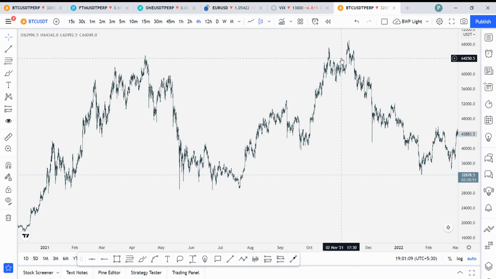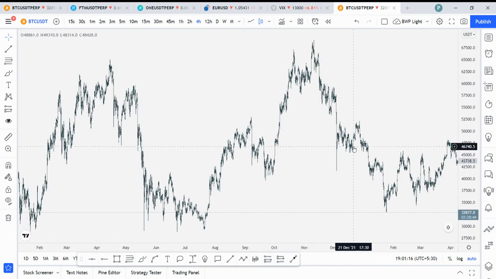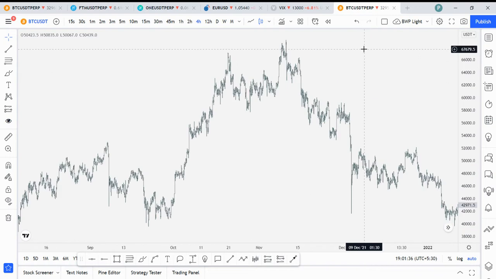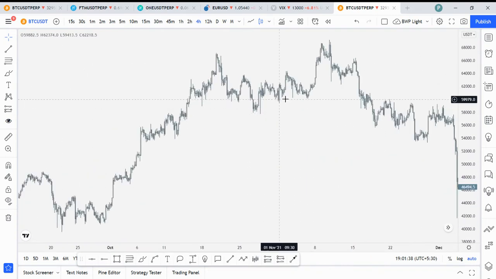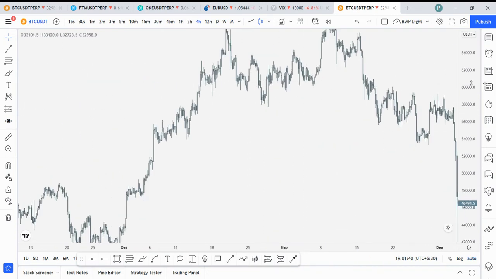So what they do is they try to push the price down to areas where there is a lot of liquidity, and they start buying. They start dollar cost averaging all the way down. Okay, so let's look at it from this level.